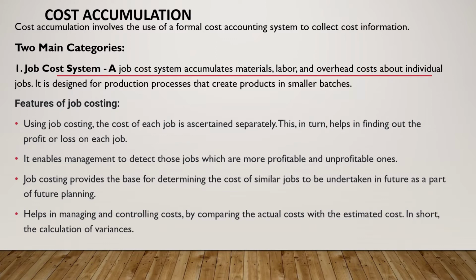These are the features of job costing. Using job costing, the cost of each job is ascertained separately. This in turn helps in finding out the profit or loss on each job. It enables management to detect those jobs which are more profitable and unprofitable ones. Job costing provides the base for determining the cost of similar jobs to be undertaken in future as a part of future planning. Helps in managing and controlling cost by comparing the actual cost with the estimated cost. In short, the calculation of variances.